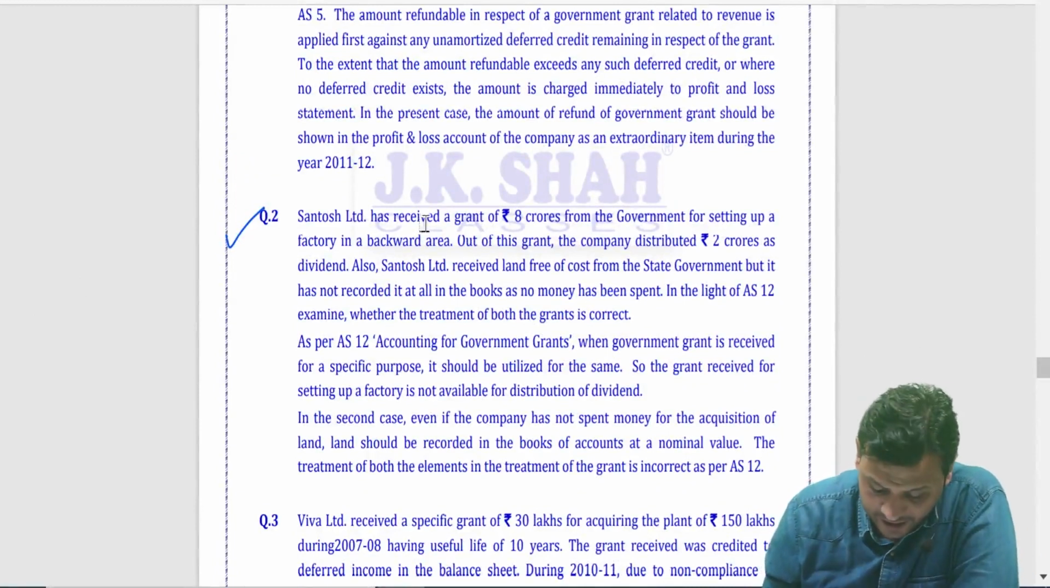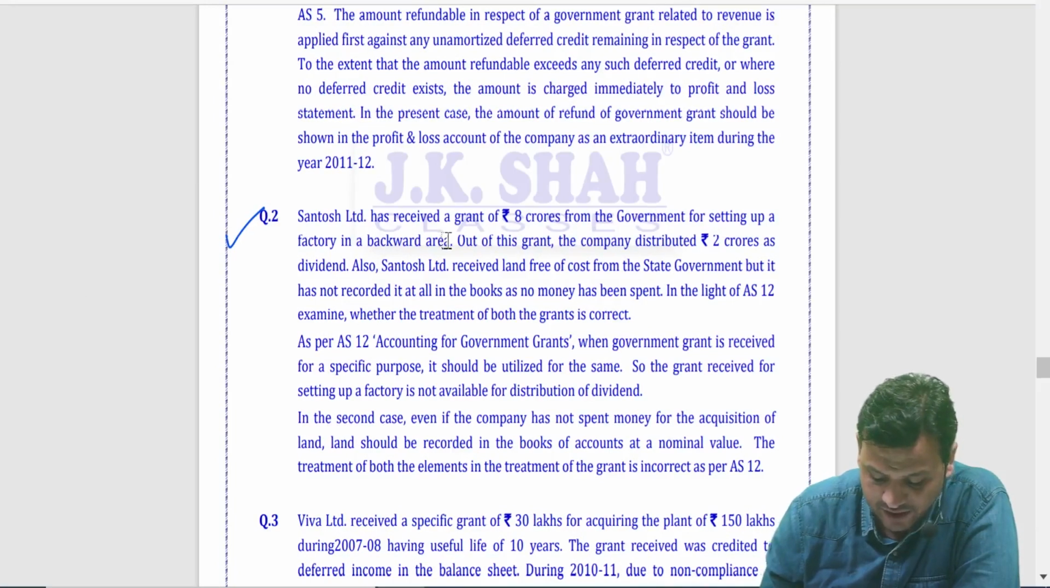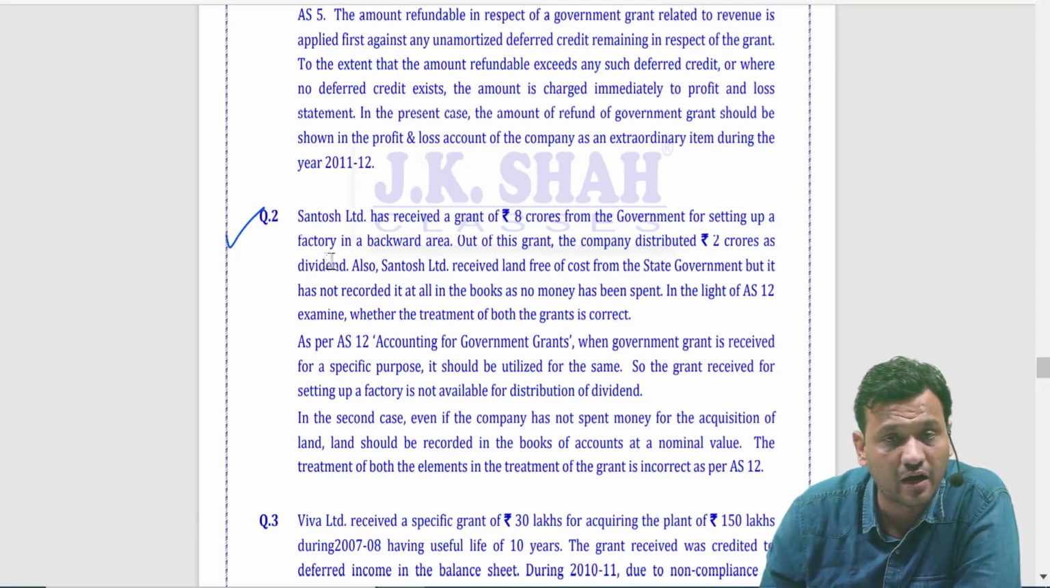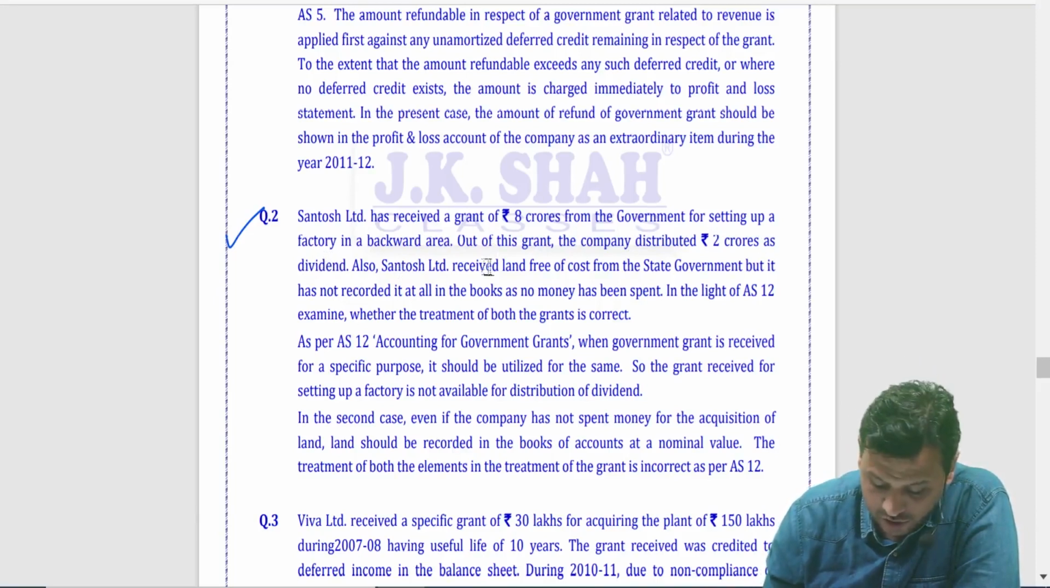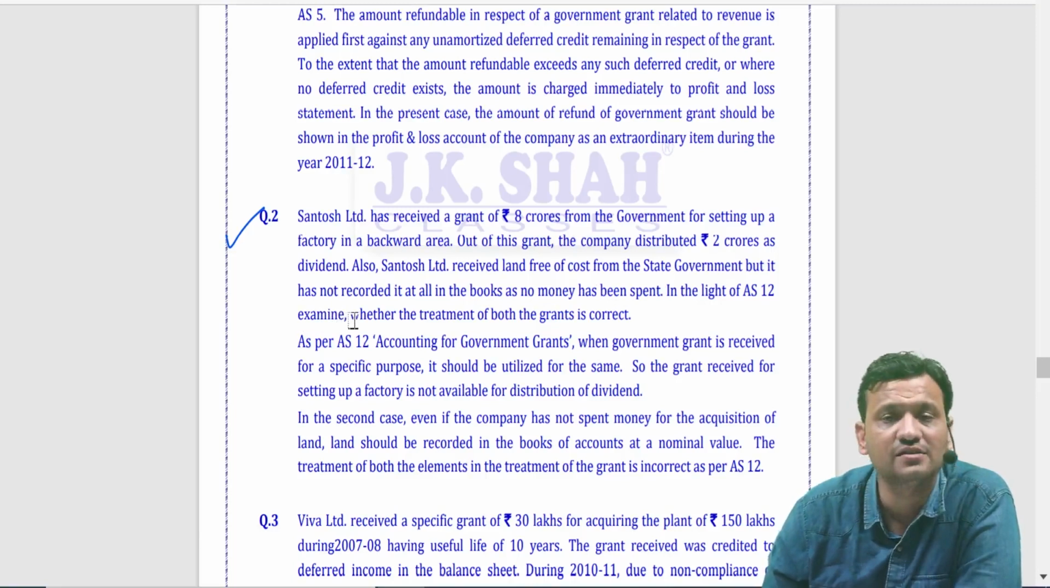Santosh Limited received a grant of 8 crores from government for setting up a factory in backward area. Out of this grant, the company distributed 2 crores as dividend. Santosh Limited also received land free of cost from state government but has not recorded it in the books, as no money has been spent. In light of AS12, examine whether the treatment of both the grant is correct.